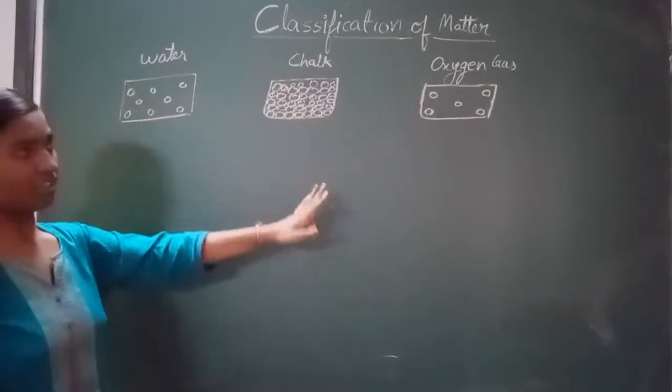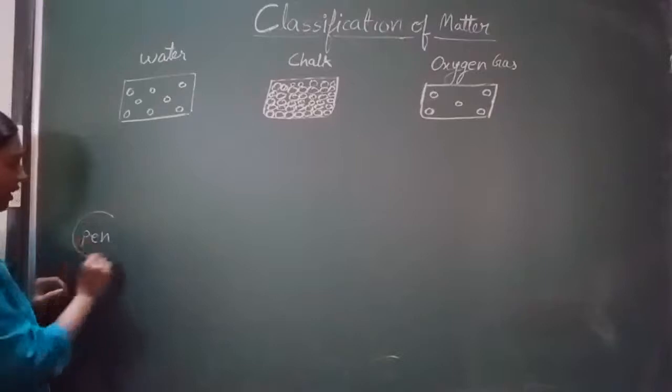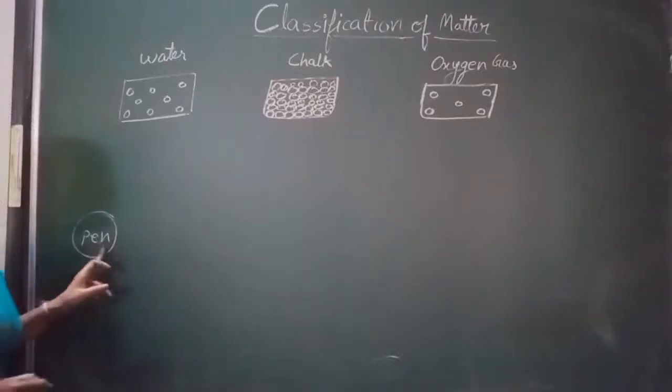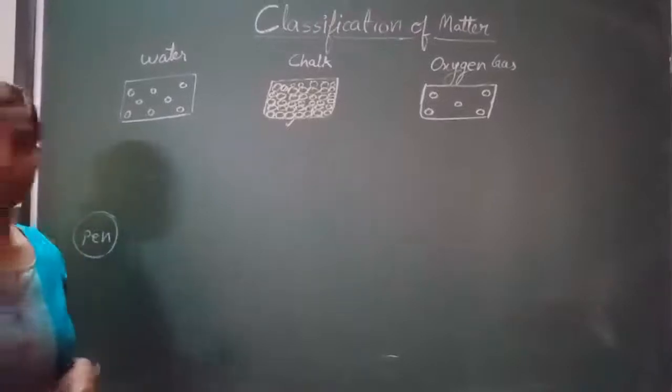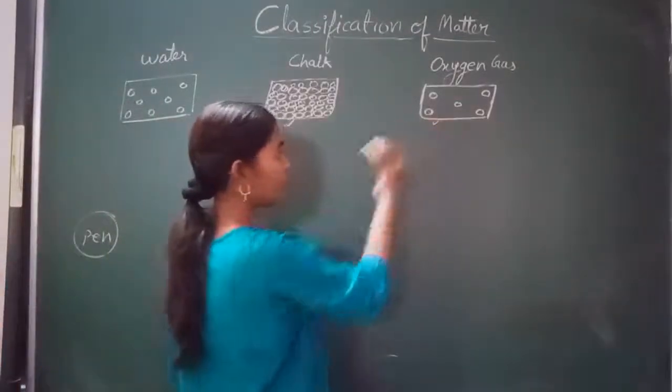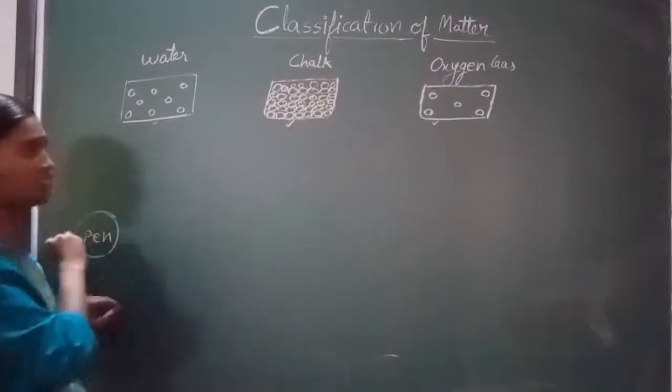Like this we took more examples and saw them under the microscope, and we got any one of these. If I take the next example, a pen, the pen will give me this kind of structure. If I take nitrogen gas, it will give me this type of structure. If I take oil, it will give me this kind of structure.